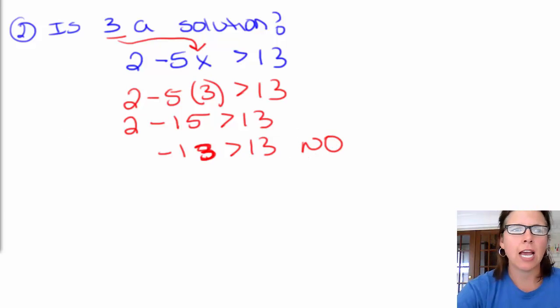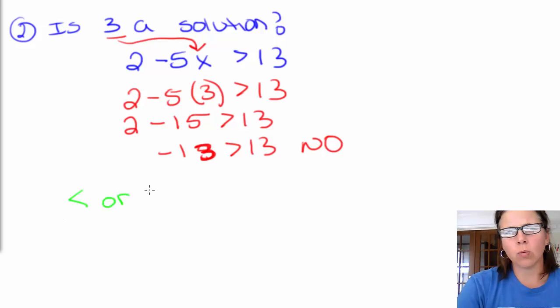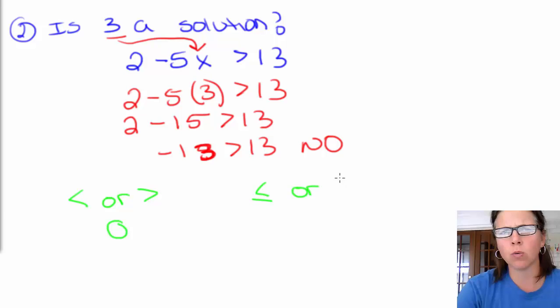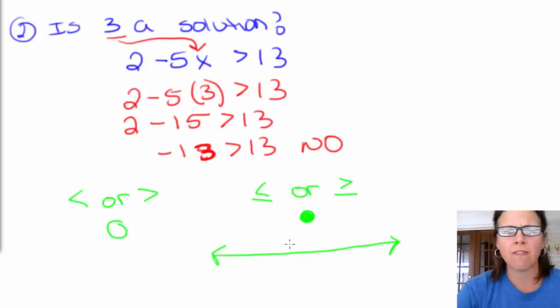Okay? So the next thing we need to remember is when we're graphing. If it is a less than or greater than, remember we have an open circle, which I'll explain more in a minute. If we have less than or equal to or greater than or equal to, we have a shaded in circle. So if something is greater than or equal to, we would shade it in and shade it over to the right. We'll do some examples.